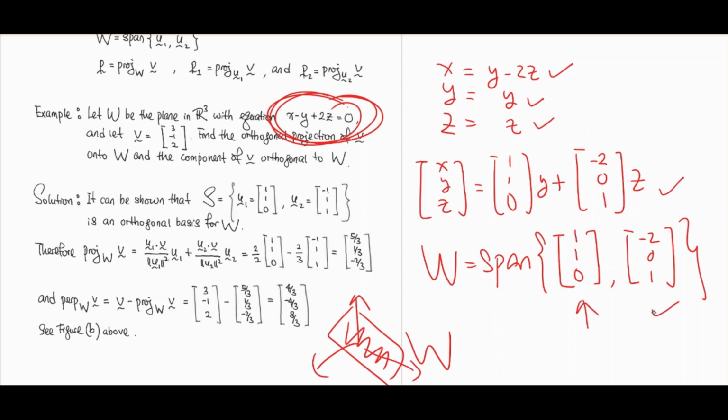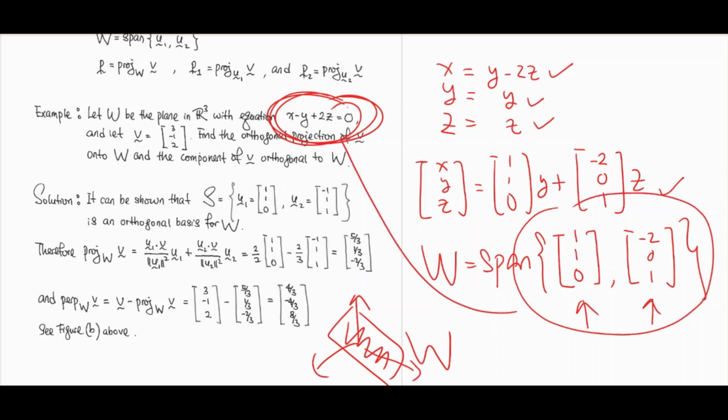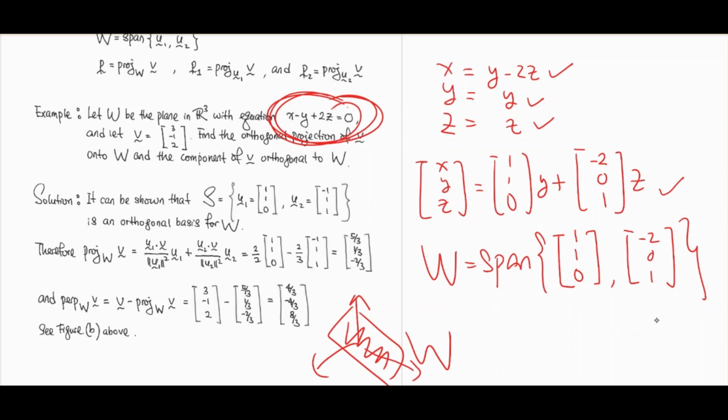And actually they are independent. They are not multiples of each other. They are independent, so this forms a basis. This is actually a basis for this plane. No big deal. However, these are not orthogonal vectors. Look at the dot product of these two vectors. The dot product is going to be minus 2 plus 0 plus 1, which is negative 1. So they are not orthogonal to each other. They are bases, but they are not orthogonal to each other.